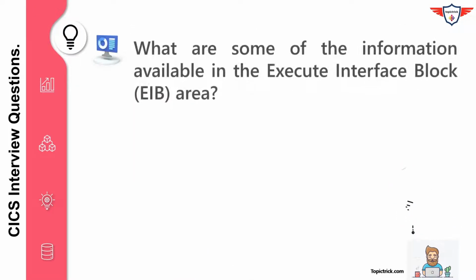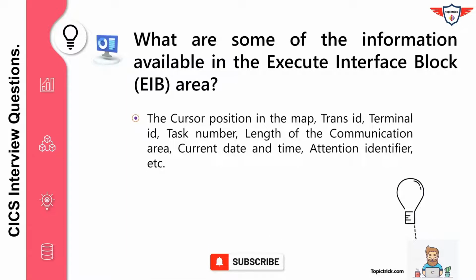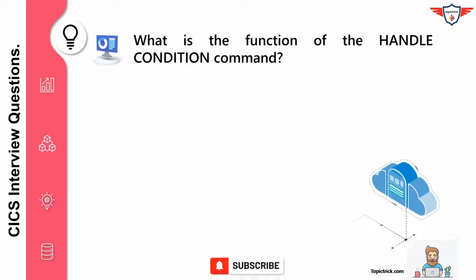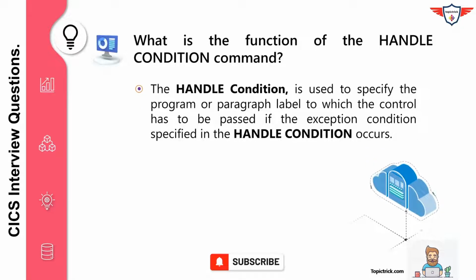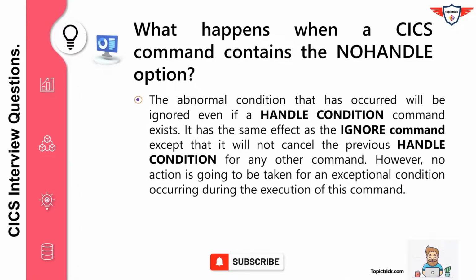What are some of the information available in the Execute Interface Block, EIB, area? The cursor position in the map, trans ID, terminal ID, task number, length of the communication area, current date and time, attention identifier, etc. What is the function of the HANDLE CONDITION command? The HANDLE CONDITION command is used to specify the program or paragraph label to which the control has to be passed if the exception occurs. What happens when a CICS command contains the NOHANDLE option?